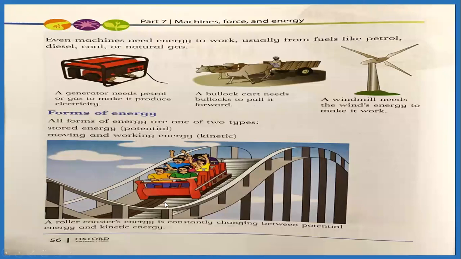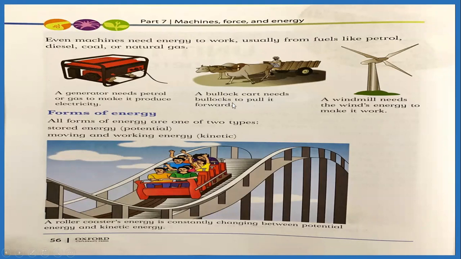Okay, look, even machines need energy to work, usually from fuels like petrol, diesel, coal, or natural gas. Machines use these types of energy. A generator needs petrol or gas to produce electricity. Do you know what a generator is? A generator is used in places where there is no electricity, no electrical wires provided by the government, or sometimes when there is load shedding, and then we use a generator to generate electricity to light up our house.